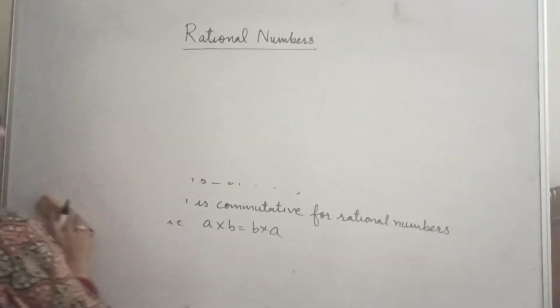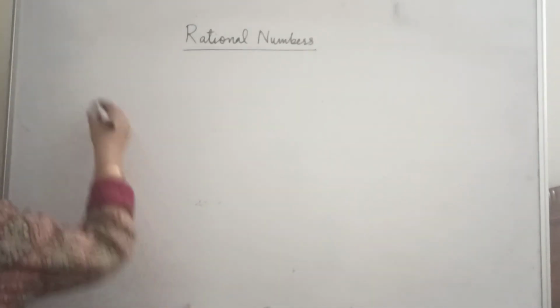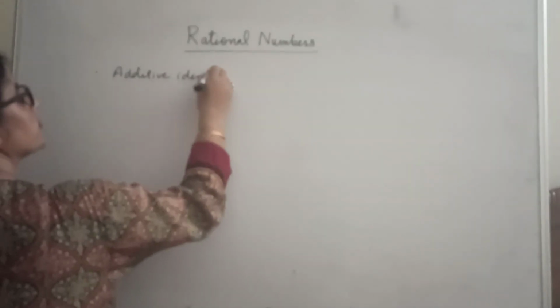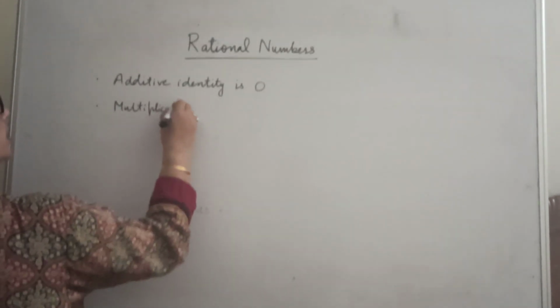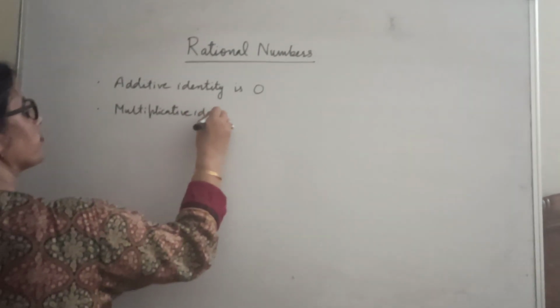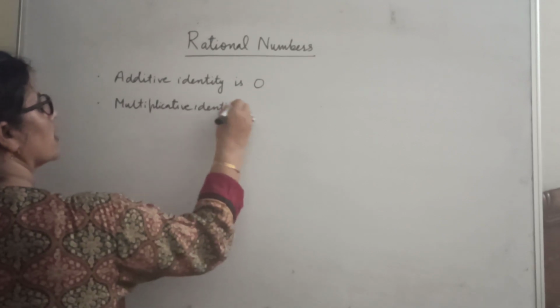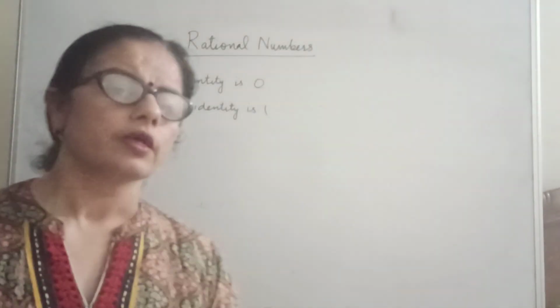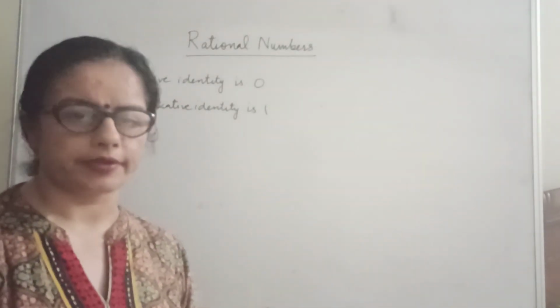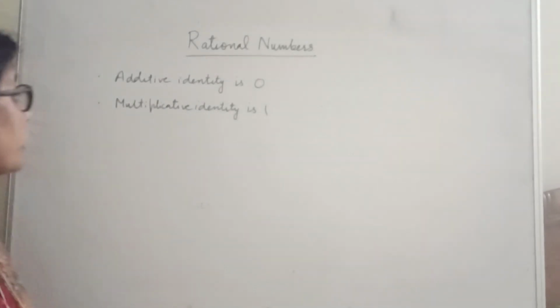Next is additive identity. The additive identity for rational numbers is 0, and the multiplicative identity for rational numbers is 1. 0 is the additive identity and 1 is the multiplicative identity. Is it clear?